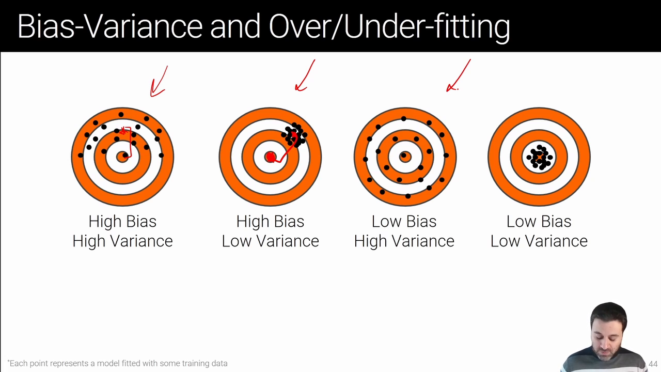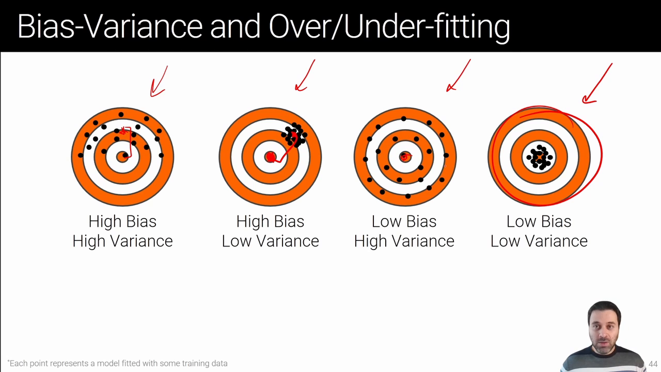In the third picture, we have low bias because on average we are hitting the bullseye, but any given model is going to be very different from the others depending on which dataset we use. So we have a high variance. And then of course we want to have something like this, in which we have a low bias, we on average hit the bullseye, and we don't have a lot of variation across different training sets. The models are robust to variations in the training data. So this would be the perfect situation.